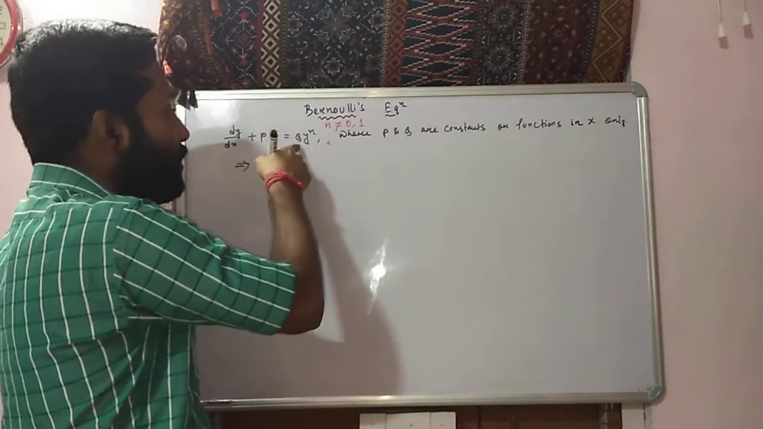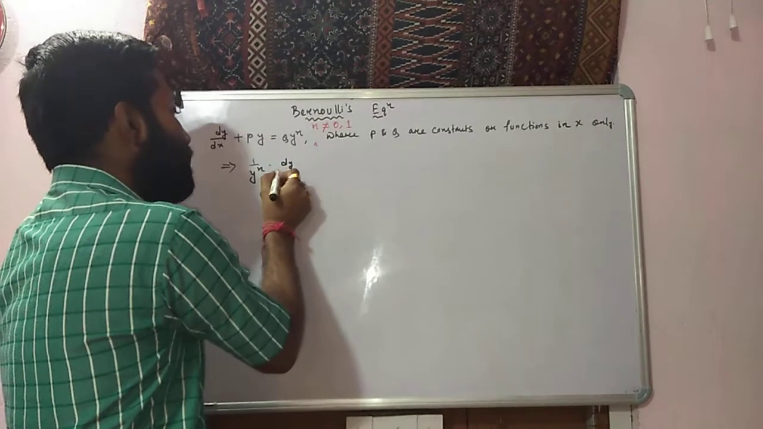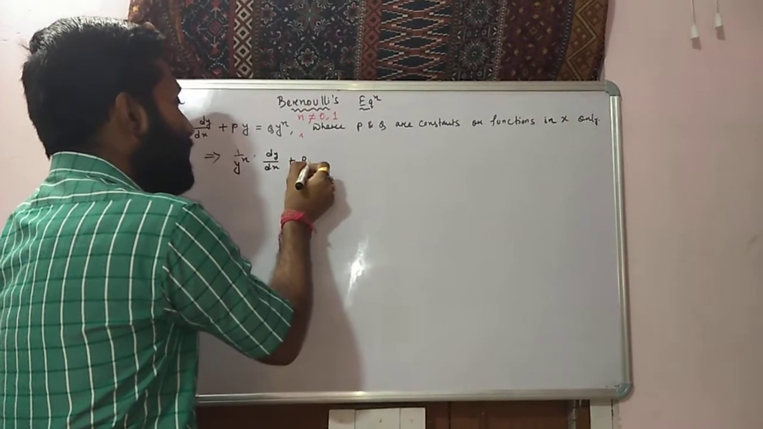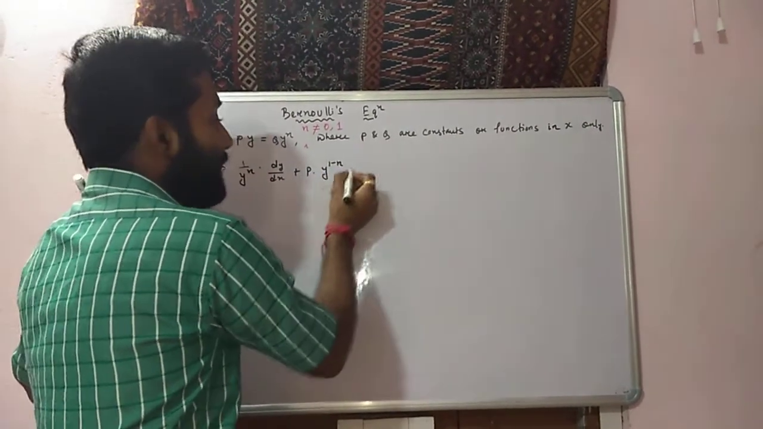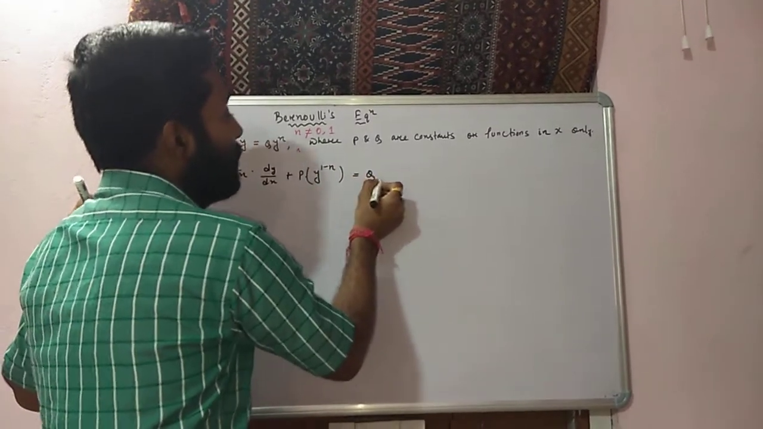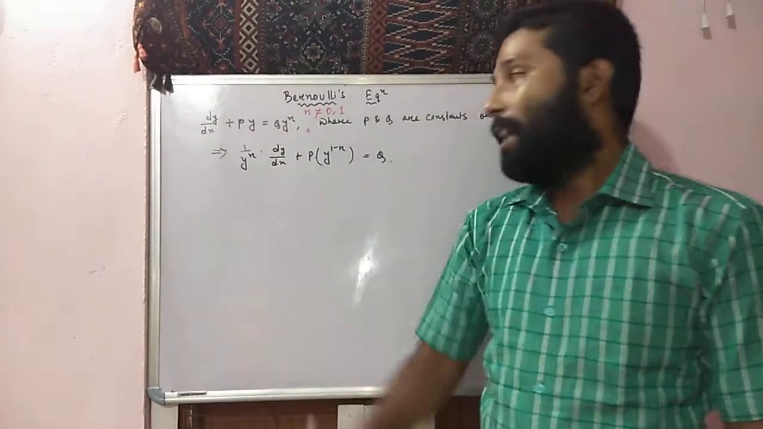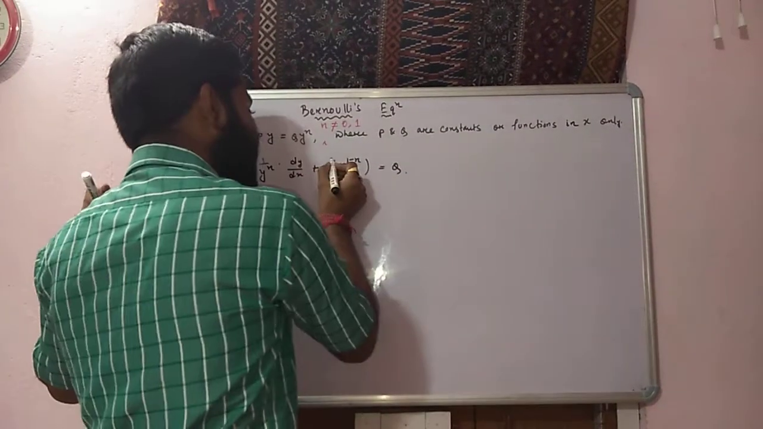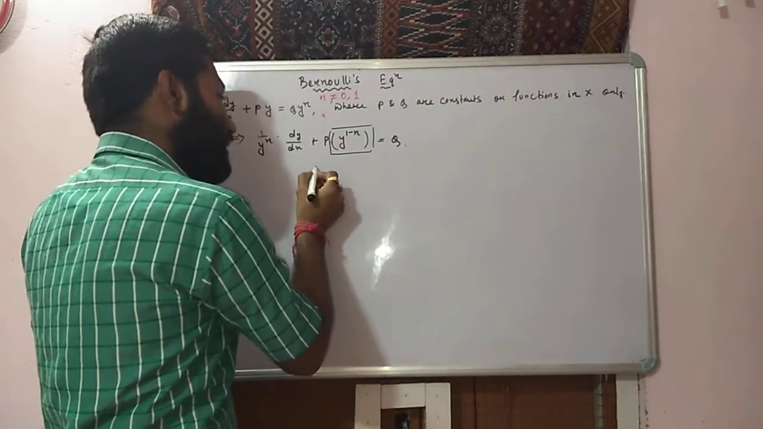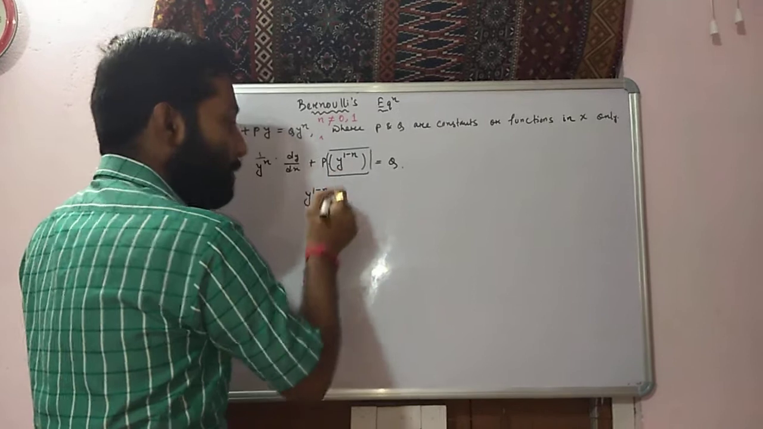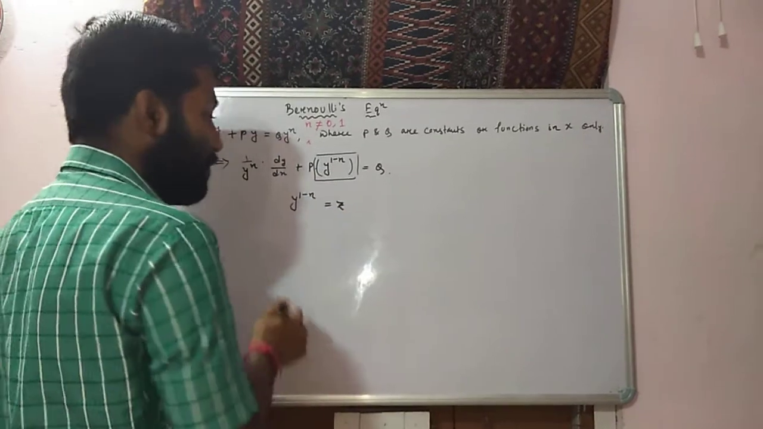Now see what will happen if you divide both sides by y power n. It will be 1 by y power n into dy by dx plus p into y by y power n, which can be written as y to the power 1 minus n, equal to q. The first step, divide the entire equation by y to the power n. Then the second step, consider y to the power 1 minus n equal to z.